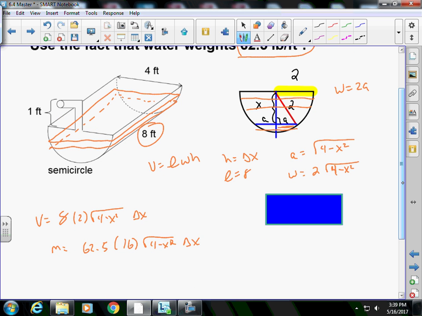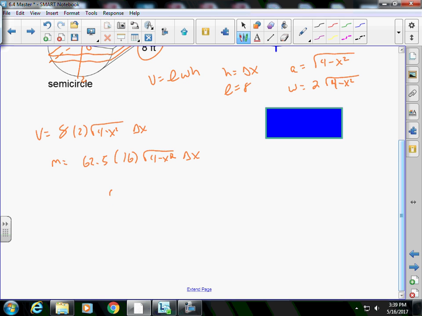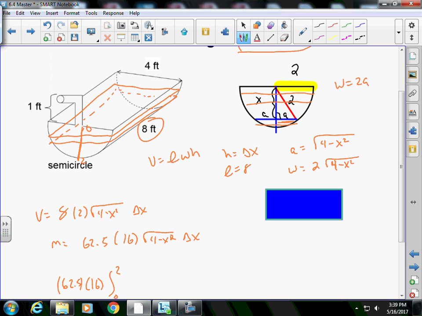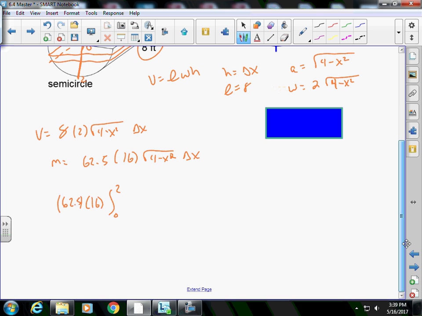Well, here, I'm going to go from the bottom here to here, which is from 0 to 2. So my x's are going to range from 0 to 2. I'm going to put my constants on the outside, like I've been doing. 62.5 times 16. My x is going to travel from here to here, but then it has to go a foot out, so I have to add that 1 to it. Remember, we did that in the last one. If I have a spout, I have to add that distance to my x. So it's x plus 1. And then I'm going to multiply that by the square root of 4 minus x squared dx.